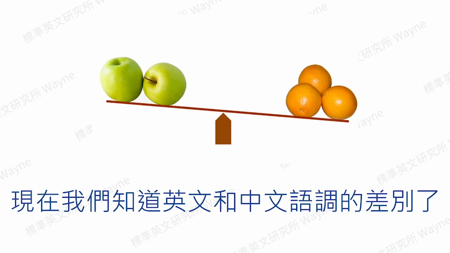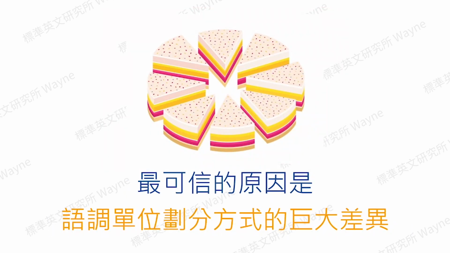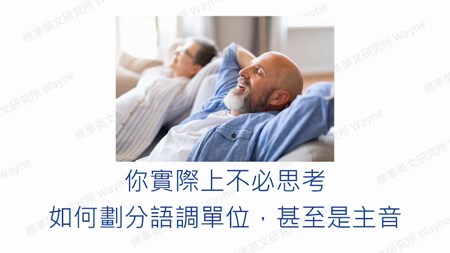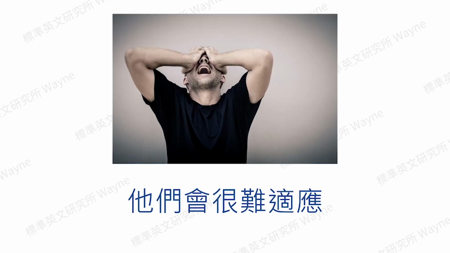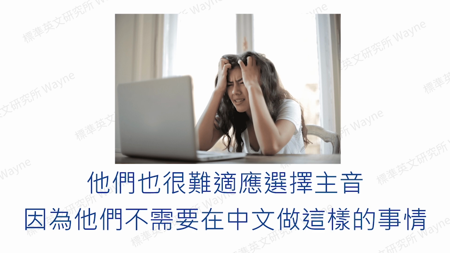So now you know the difference between English and Chinese intonation. Then why is English intonation so hard for us native Chinese speakers? The most believable reason is a drastic difference in dividing intonation units. In Chinese, when basically every single word is a separate intonation unit, you really don't have to think much about dividing intonation units and even the tonic. So most native Chinese speakers are so used to having every single word as a separate intonation unit that they find it hard to adapt when an intonation unit is usually more than 1 word or even up to a whole sentence. It's also hard for them to adapt to choosing a tonic since they don't have to do such a thing in Chinese.